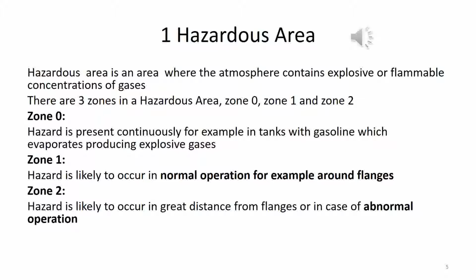Hazardous area is an area where the atmosphere contains explosive or flammable concentrations of gases. There are 3 zones in a hazardous area: Zone 0, Zone 1, and Zone 2. Zone 0 is where hazard is present continuously, for example in tanks with gasoline which evaporates producing explosive gases. Zone 1 is where hazard is likely to occur in a normal operation, for example around flanges. Zone 2 is where hazard is likely to occur at great distance from flanges or in case of abnormal operation.